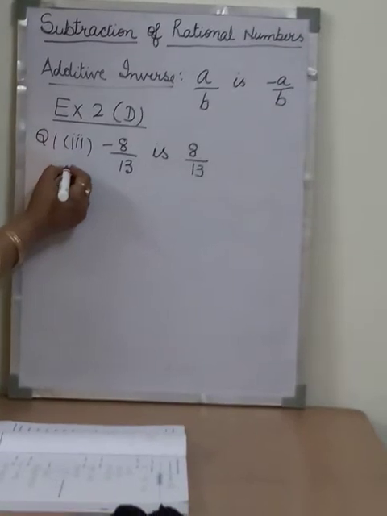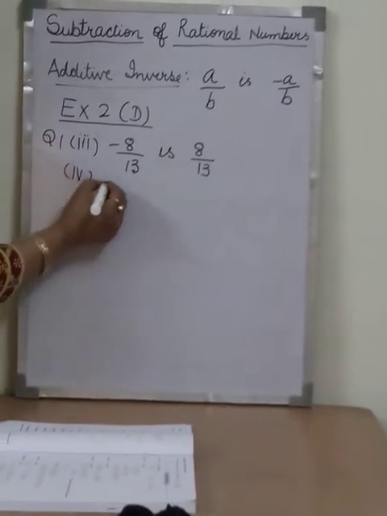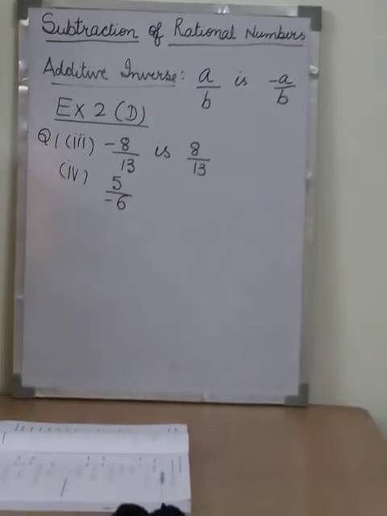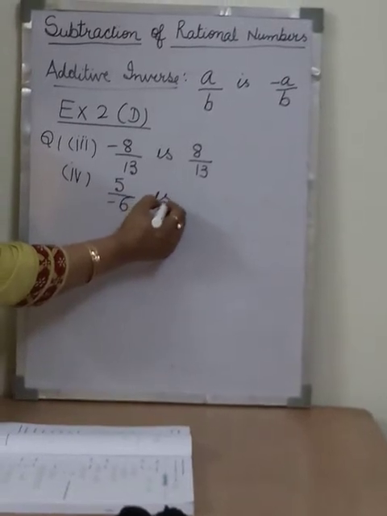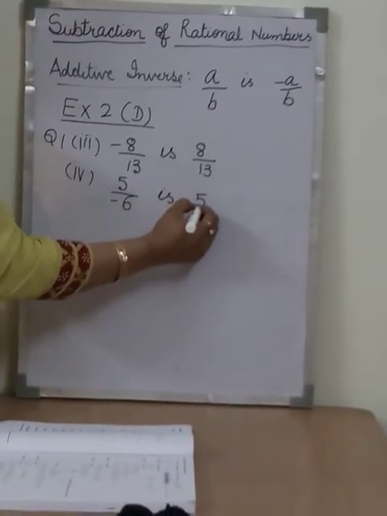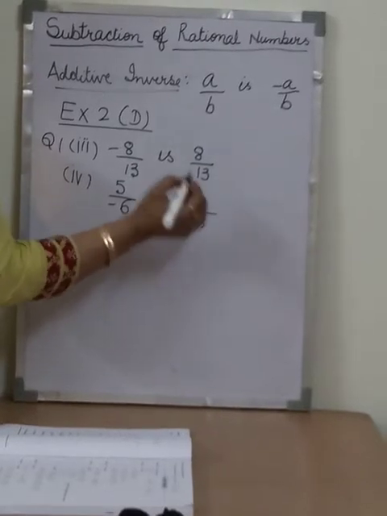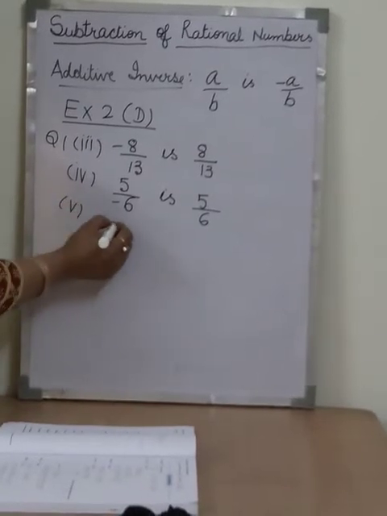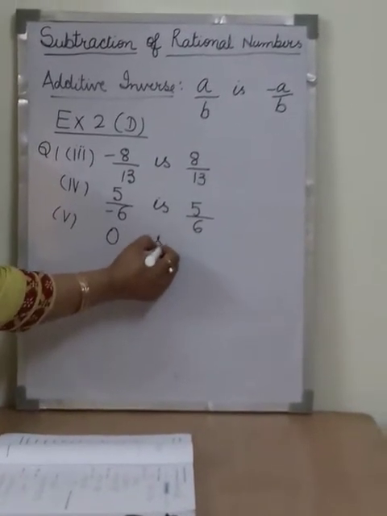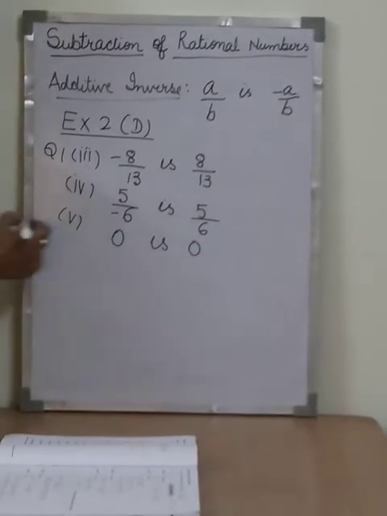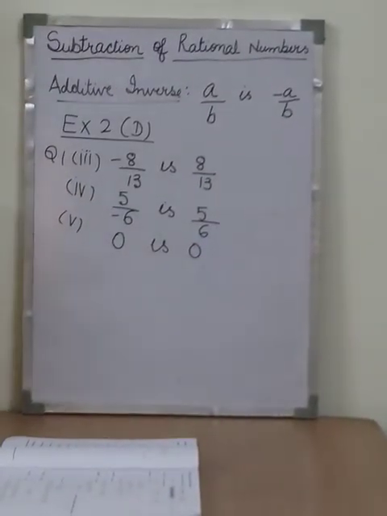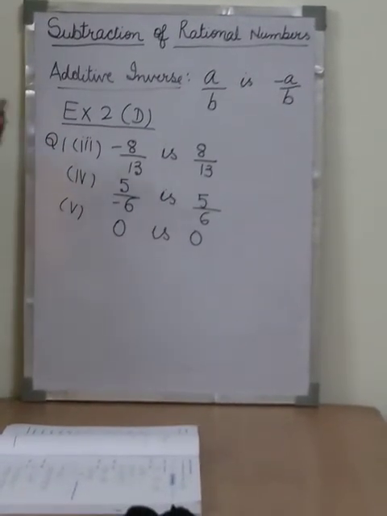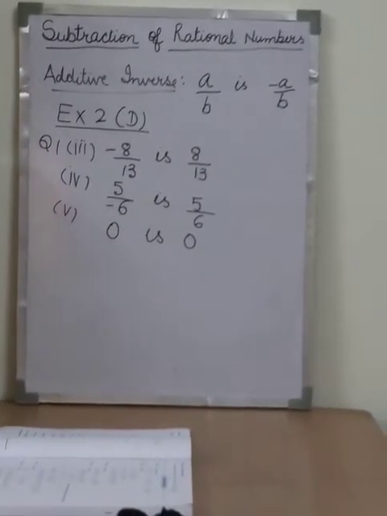I discussed the fourth part with you. It is 5 upon minus 6. What will be the additive inverse of 5 upon minus 6? It will become 5 upon plus 6. Okay children, I discussed the fifth part with you. Additive inverse of 0 is 0. So hope you have understood what is additive inverse. Additive inverse of any fraction or any rational number is the same number with opposite sign.